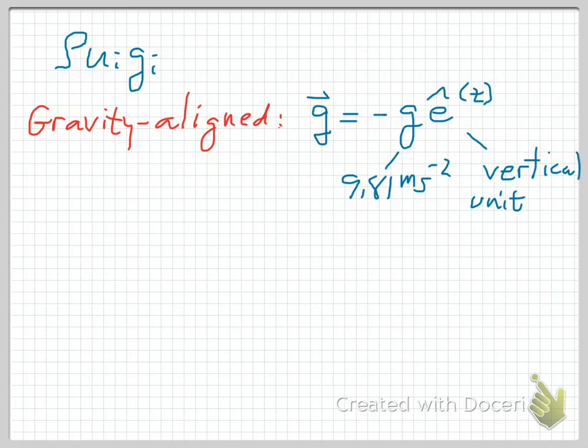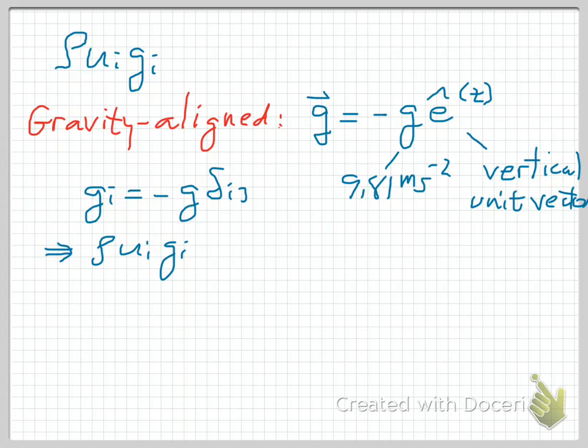and it has to be aligned with gravity. It can't just be any old thing that you choose to label as z vector. Okay, you get the idea. So in this case, g_i is minus g delta_i3. It's only non-zero if i is 3, and therefore rho u_i g_i is minus rho g w, w being the 3 component of the velocity vector u.